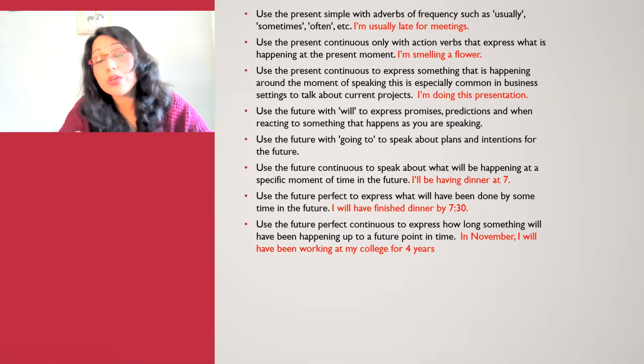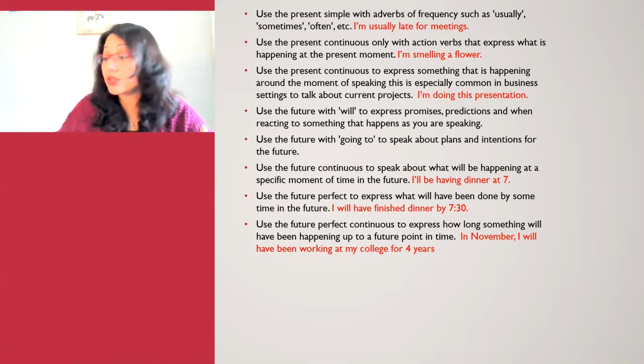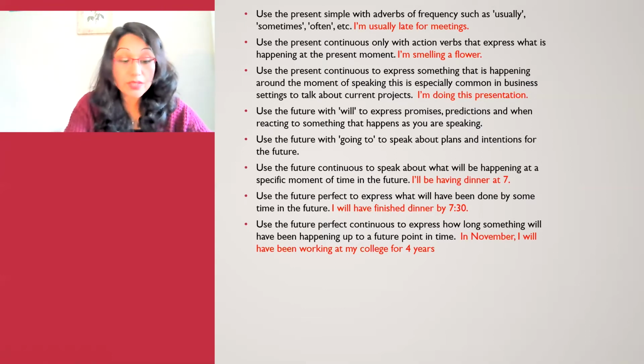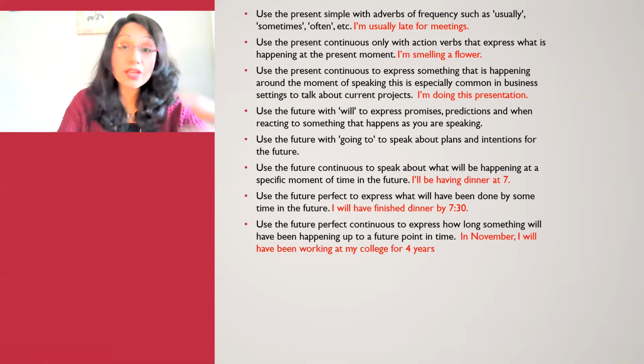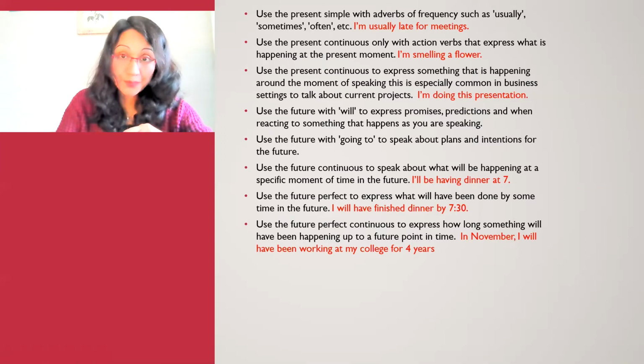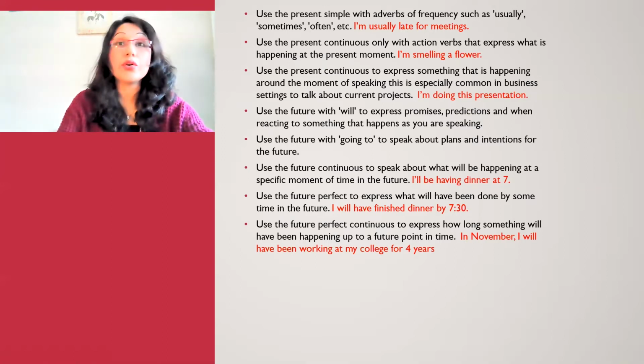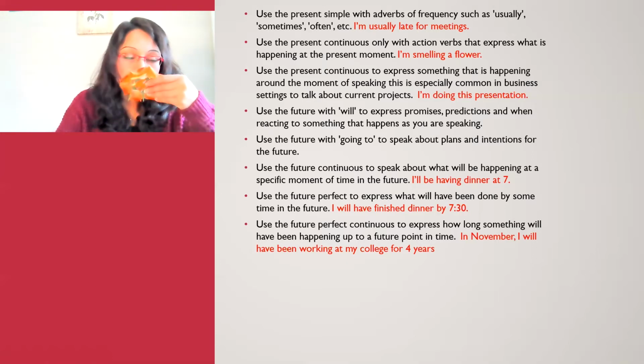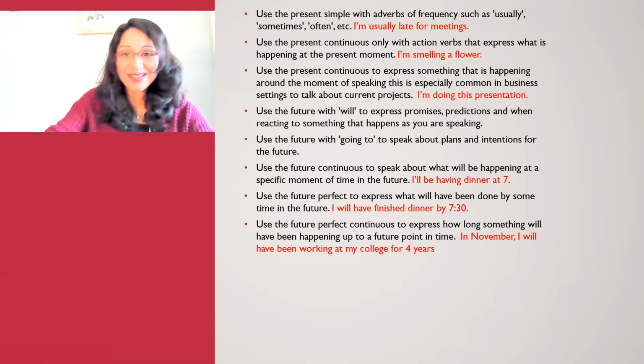You can use them with state verbs only when you're talking about something you are doing in that moment. So when you say, I'm smelling a flower, all right? So this is like an action which can be seen. Otherwise, don't use it with your state verbs. So only when the action is happening and somebody can see you, I'm smelling a flower, okay?